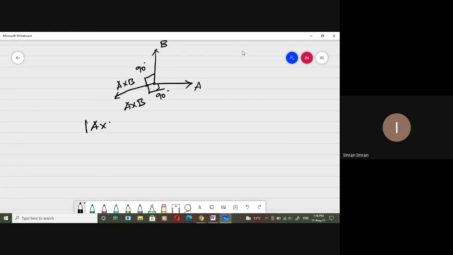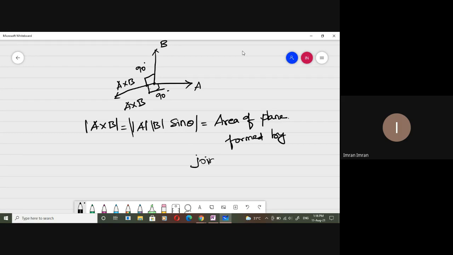Next is modulus of A cross B. Modulus of A cross B means modulus of A, modulus of B, sine theta, the whole thing modulus, which is equal to the area of the plane formed by joining the vectors A and B.